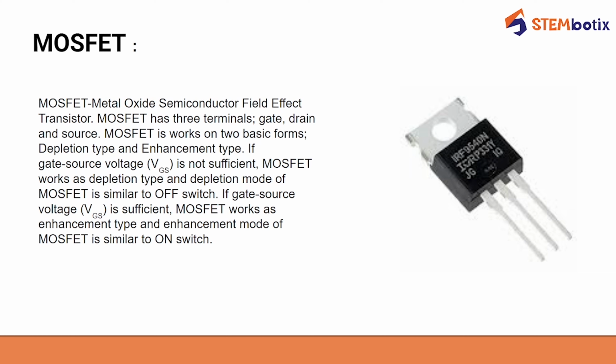But when the gate source voltage, meaning VGS, is sufficient, then the MOSFET works as enhancement type, meaning this mode is also called an on switch. So if VGS is sufficient, then the MOSFET will work as an on switch, and if VGS is not sufficient, then the MOSFET will work as an off switch.